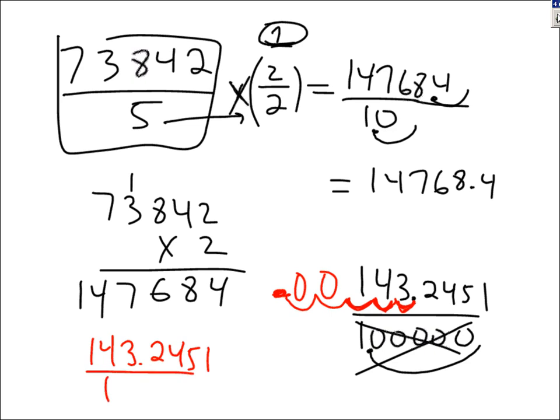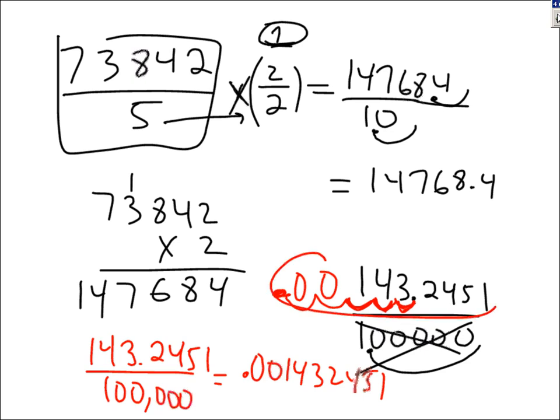That is 143.2451 divided by 100,000. This is equal to 0.001432451. Okay, it equals this number. So even if you don't have enough spaces to move the decimal, yes you do. Put zeros in those loops.